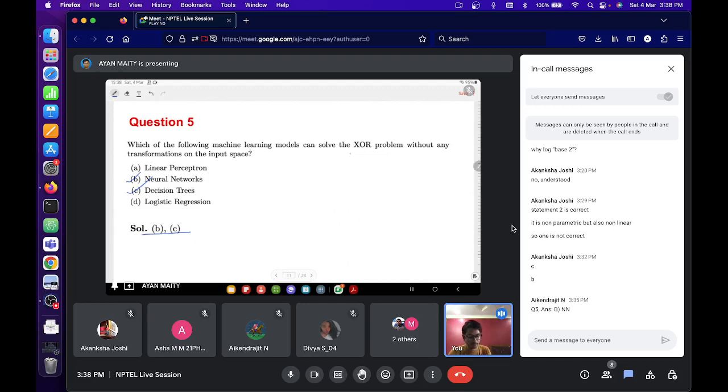By the XOR problem, we were trying to mean any kind of non-linear problem. XOR is a non-linear problem because the points are not linearly separable. So neural networks and decision trees are the two non-linear models. That's why for any non-linear problem, these two would be the answers.